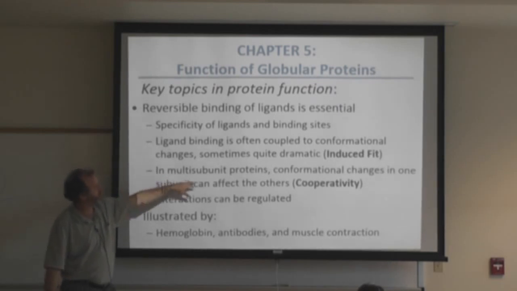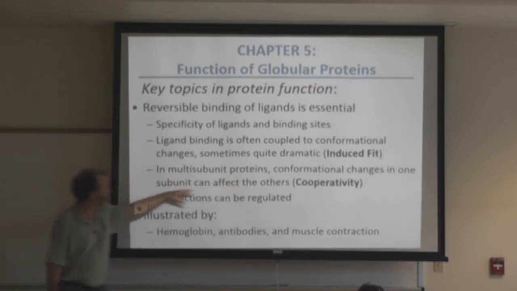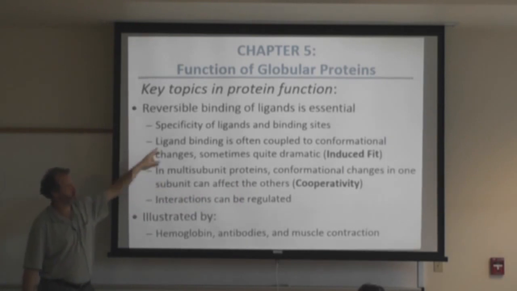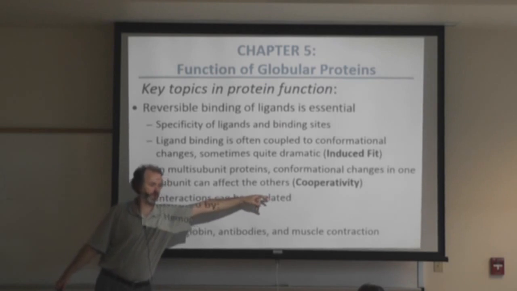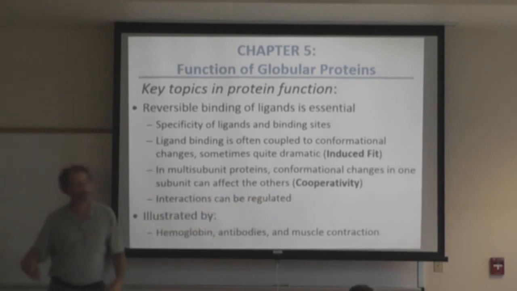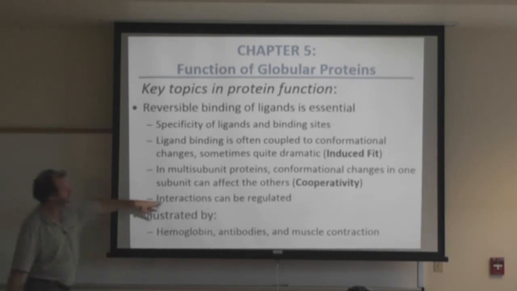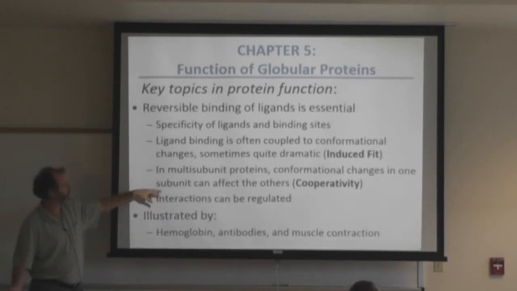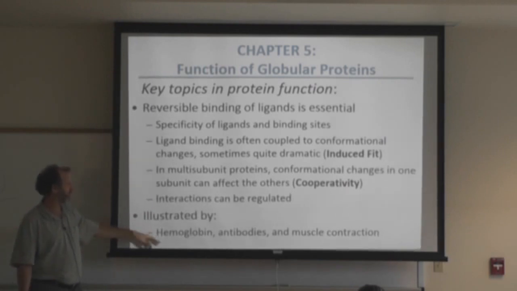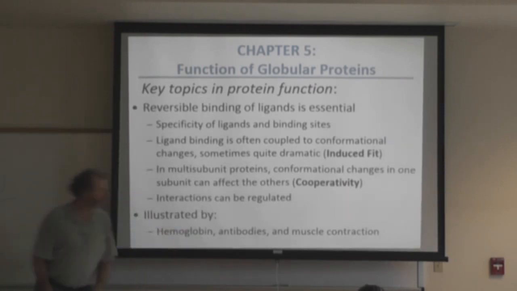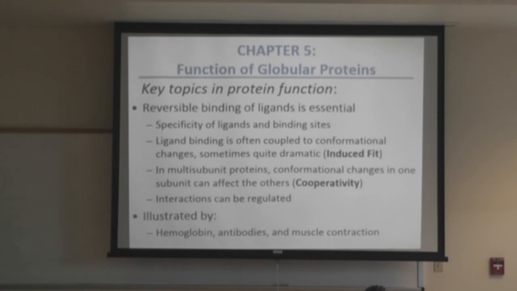In multi-subunit proteins, conformational changes in one, which is what we were just talking about, can affect the others, and that's called cooperativity. And you'll see in this chapter we're going to talk about positive cooperativity and how hemoglobin helps deliver oxygen to the tissues. Interactions can be regulated, and that's allosteric mechanisms that you see with a lot of these multi-subunit proteins. We're going to illustrate it with hemoglobin, antibodies, and muscle contraction also.